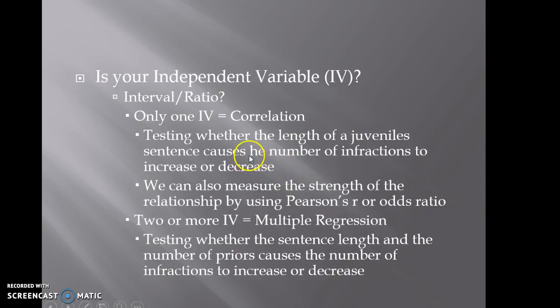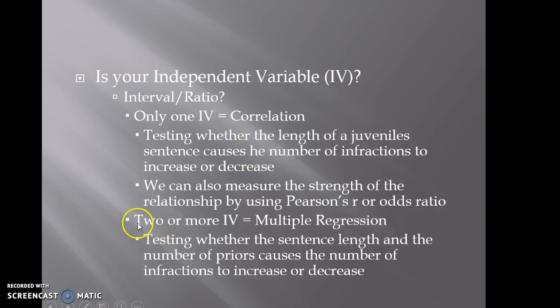And remember when we talked about the strength of the relationship? If the length of a juvenile sentence goes up and the number of infractions goes up, then we have a positive relationship. If the length of a juvenile sentence goes up and the number of infractions decreases, then we have a negative relationship. We can measure the strength of that relationship by using a Pearson's correlation r or odds ratio. Those are two different ways to measure the strength of the relationship between the two variables.